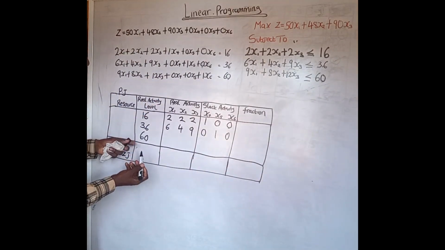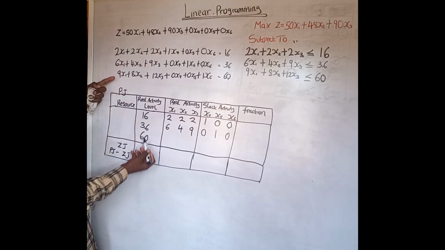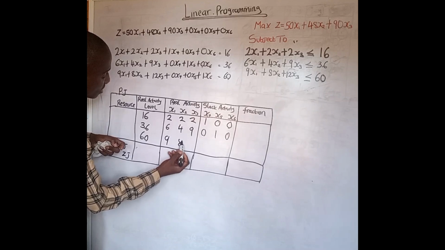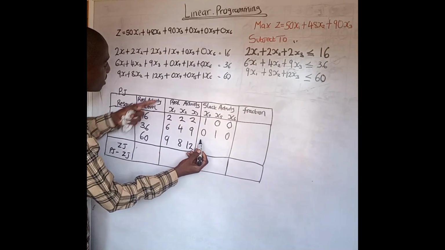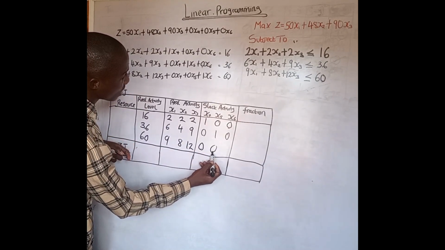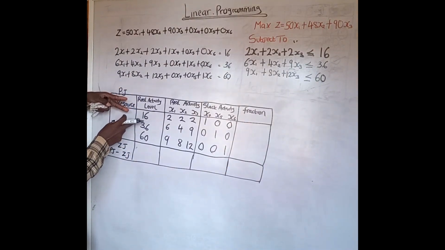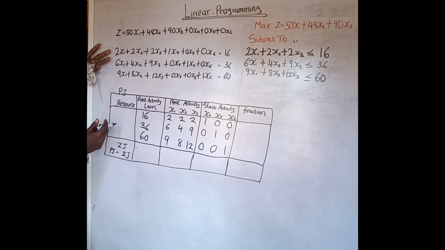Then for constraint 3, the coefficient of x1 in constraint 3 is 9. The next is 8, the next is 12, the next one is 0, then for the next one I have 0, then I have 1.